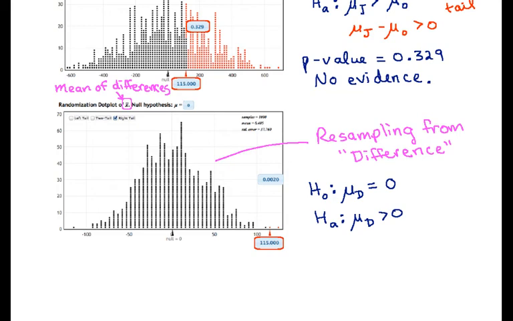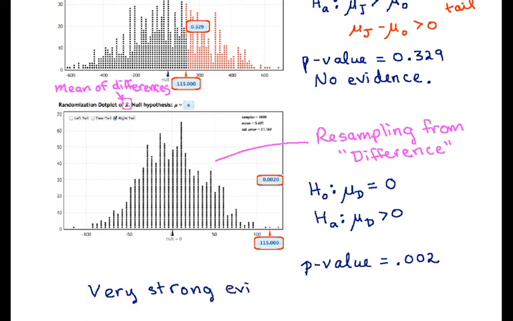We can see in this distribution that our p-value is 0.002, a really dramatically different p-value from what we saw in the other model. So this actually gives us very strong evidence against the null hypothesis, and therefore very strong evidence that Jocko's charges on average more.